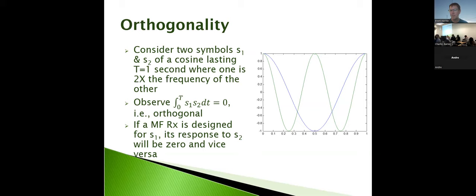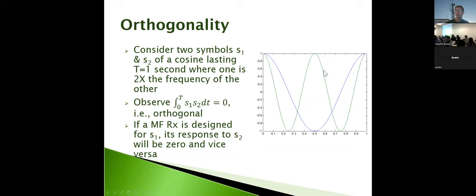It's that time-inverse complex conjugate, but for symmetrical real signals, it just looks like S1, right? So if we send S1 through that filter and sample it at the end of time T, we're going to get an optimal response. If we send S2 through that same filter, we're going to get zero because of this orthogonality condition. And the same thing vice versa. If we design a receiver to look for S2, but we send in S1, it's going to integrate to zero also over that time period.